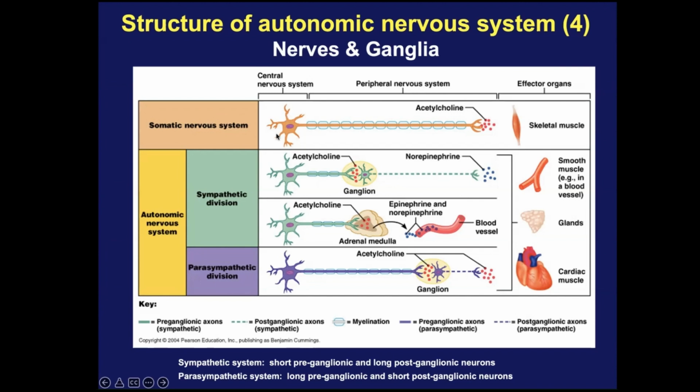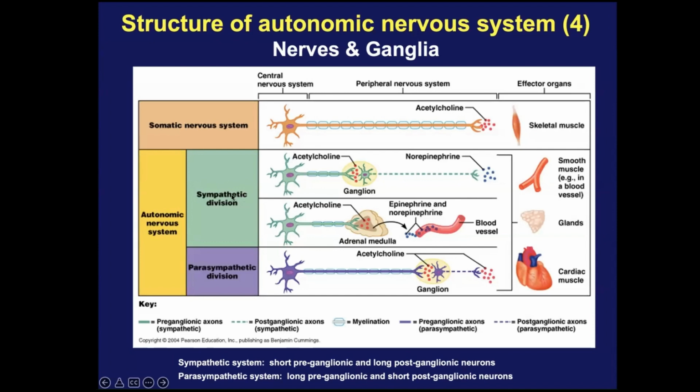When the somatic neuron is excited, the action potential is conducted from the cell body along the fiber to the nerve terminus, and they will release acetylcholine. Acetylcholine will trigger the contraction of the skeletal muscle.